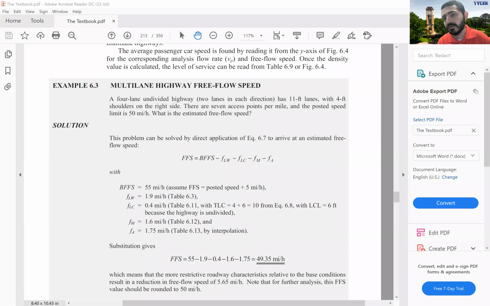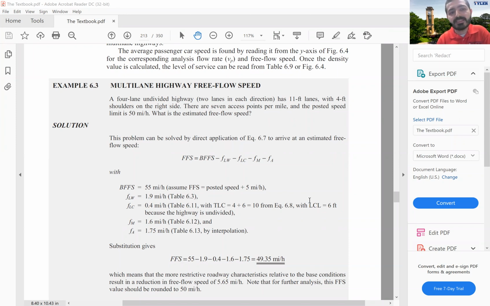So let's go to your textbook. I hope everyone has access to it by now. Can everyone see the textbook that I'm sharing? Yes, sir. Okay. Sure. Let's get going with this.